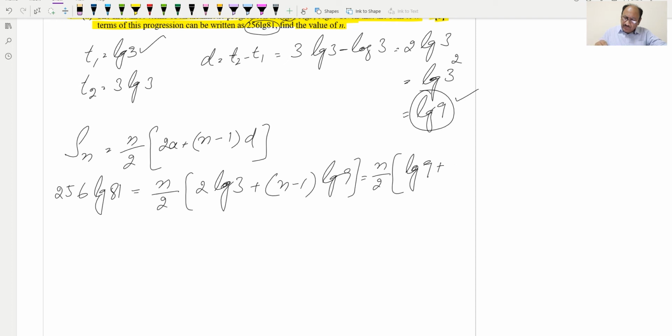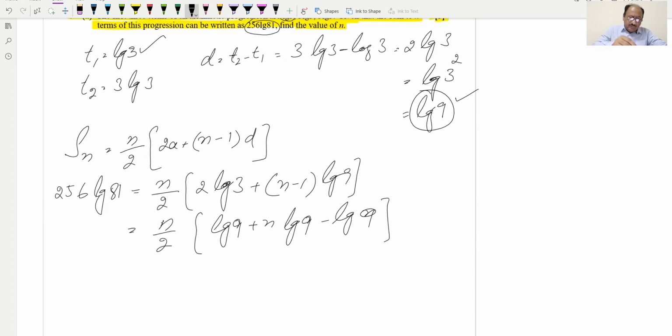I will write it in the next step so that we can use this space properly. N by 2 will be equal to log 9 plus n log 9 minus log 9.